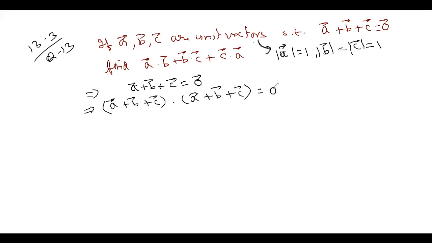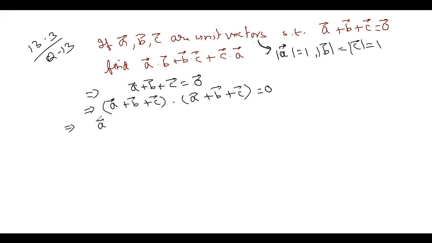But the right hand side, as it is a 0 vector, will be 0. Now this 0 is becoming a scalar quantity, because on the left hand side we are writing a dot product. So when you take the dot product of any vector with 0, this will become 0 magnitude, not the vector. Now you can solve it.